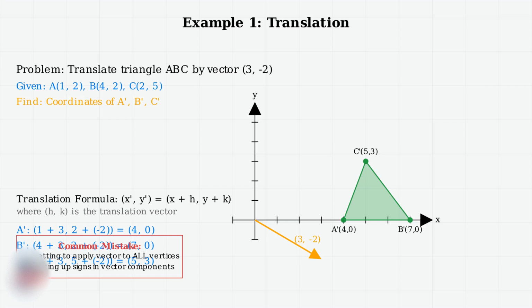Always double-check that you're adding the vector components correctly to each coordinate. Our second example involves a composition of transformations, applying multiple transformations in sequence. This is where things get more interesting, and we need to be very careful about the order of operations.